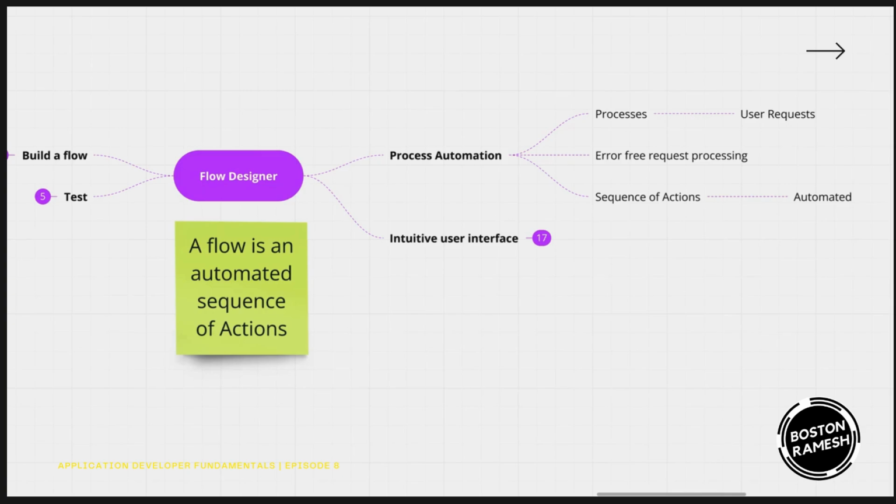If there are more manual processes, then there will be a chance for more errors. So if you have automation, then you have error-free request processing. And if you want to enable automation, you need to know the sequence of actions, so that each action has its own starting point and ending point, and then hands over to the next action with another input. So these are all steps that need to be automated.